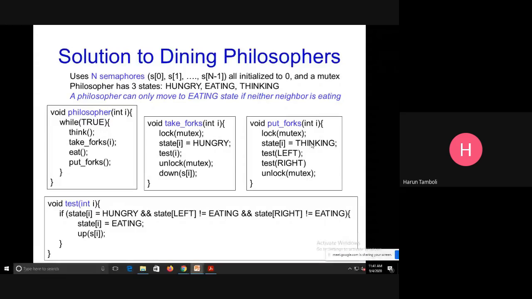In the take fork function, first it will perform lock operation on mutex. After that, it will mark state as hungry, and it will call test.